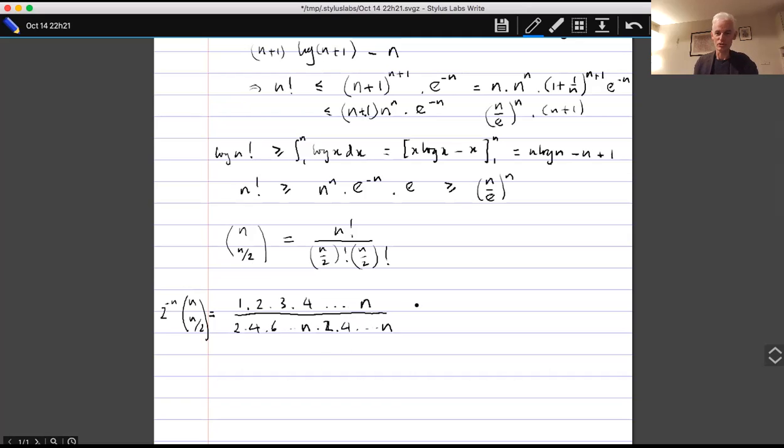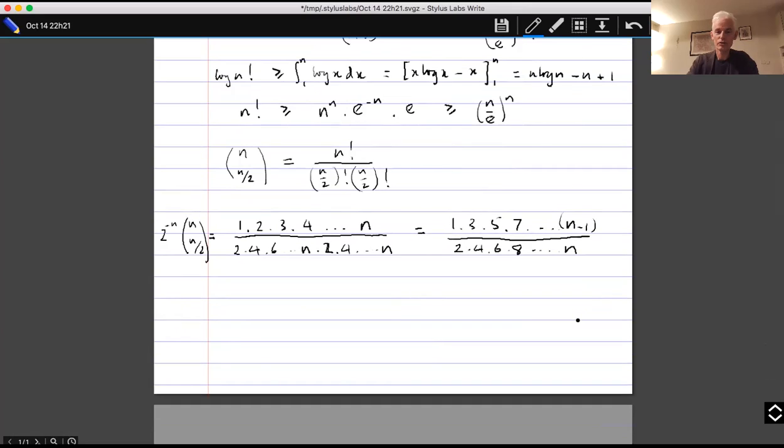Now we've got a lot of cancellation. All the even numbers on the top cancel with half the stuff on the bottom. So we get 1 times 3 times 5 times 7 up to n minus 1 over 2 times 4 times 6 times 8 up to n. So far that's just equal to the quantity that we're trying to estimate. Now what I want to do is square this. So let's have a look at the square of that quantity and get some bounds for it.